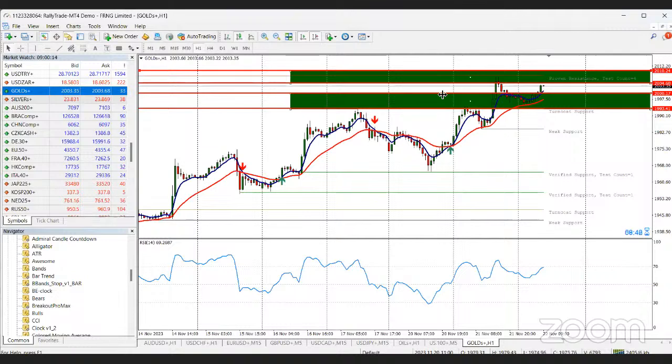So yes, let's go in for our sells, and I'll take profit regions between 2000.17 and 1993.41. Please look at these regions here. These are the regions here.